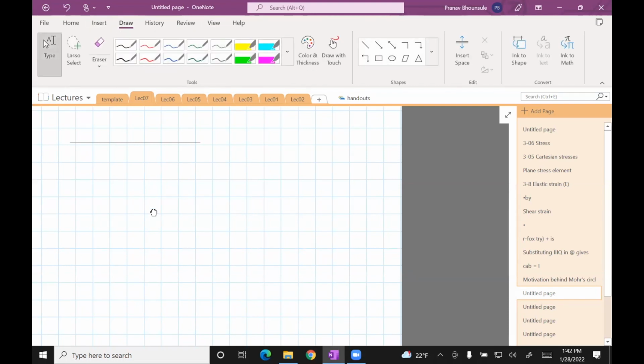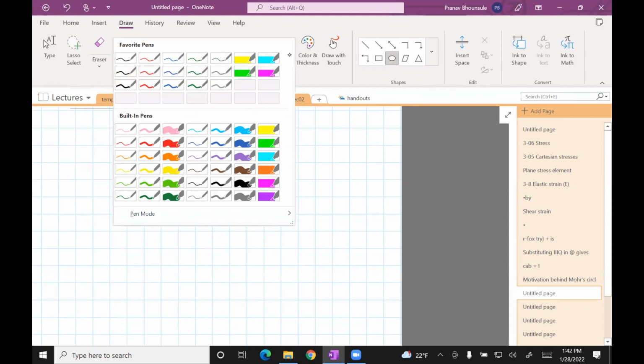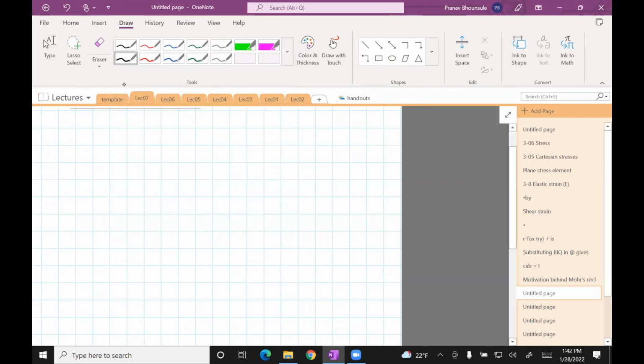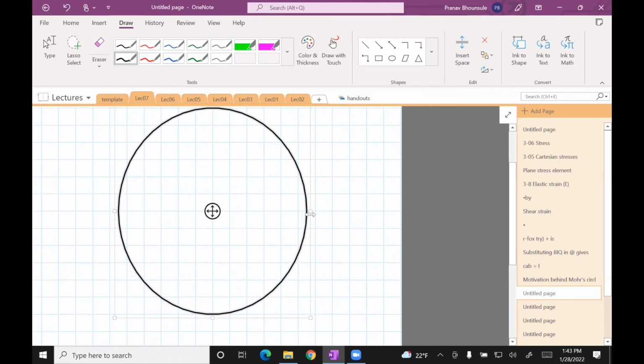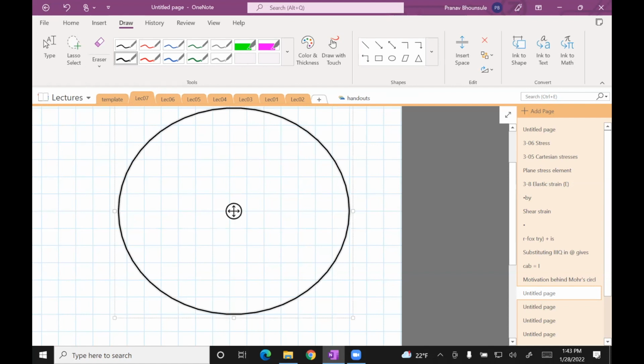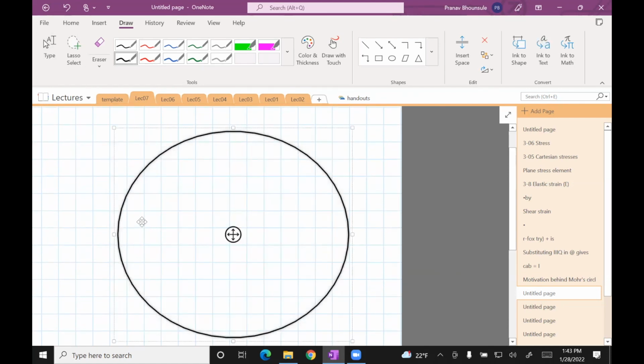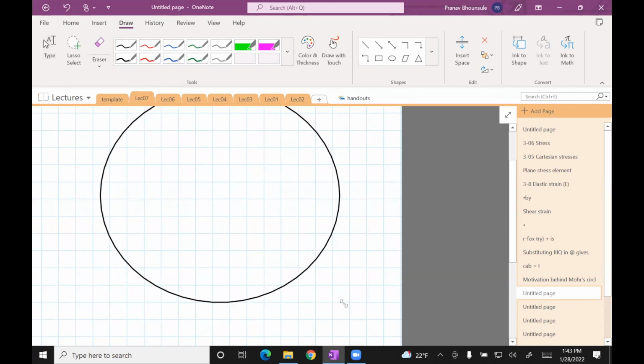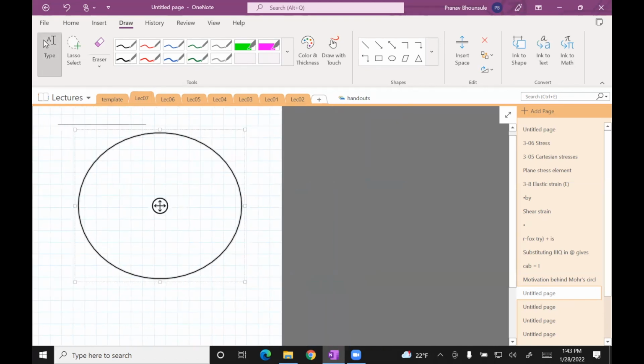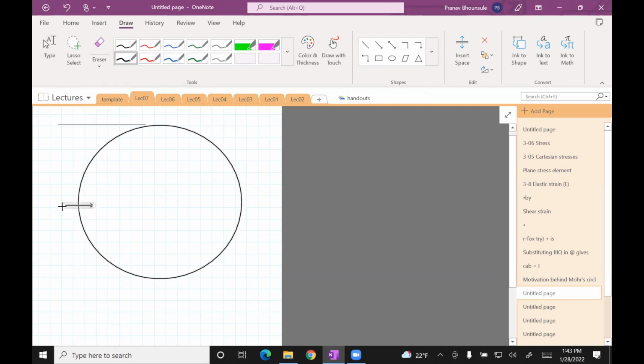So draw a real big circle. Okay, that's close. This should pass through the center of the circle. It's a bit skew.